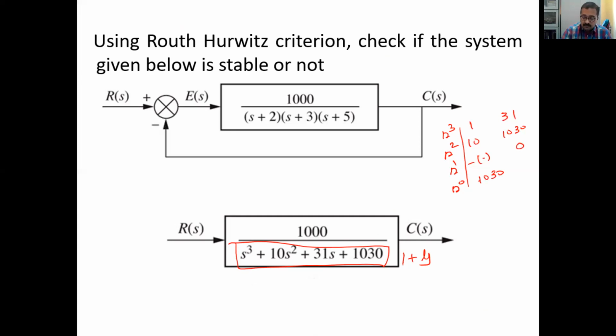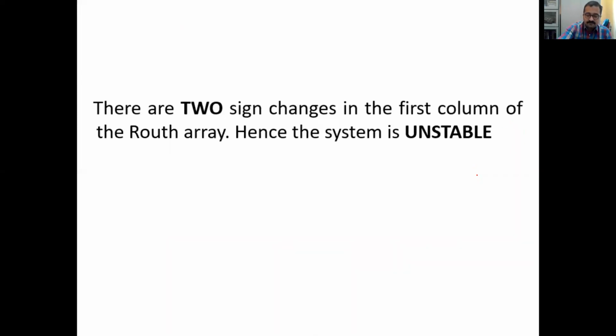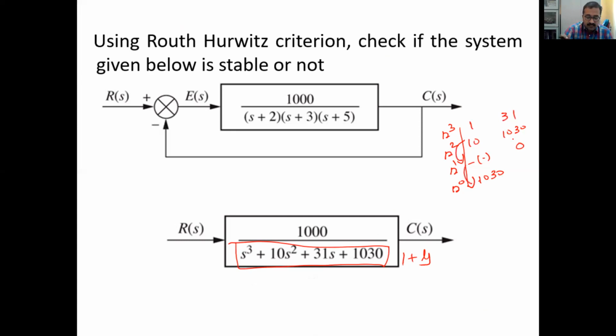So how many sign changes? Plus 10 to minus, 1 sign change. Minus to plus 1030, 2 sign changes. That means the system is unstable. So there are 2 sign changes in the first column of the Routh array. Hence the system is unstable. So you see here, what's the total order of the closed loop system? It is 3. Out of the 3 closed loop poles, 2 poles are in the right half plane, and the remaining one is in the left half plane.